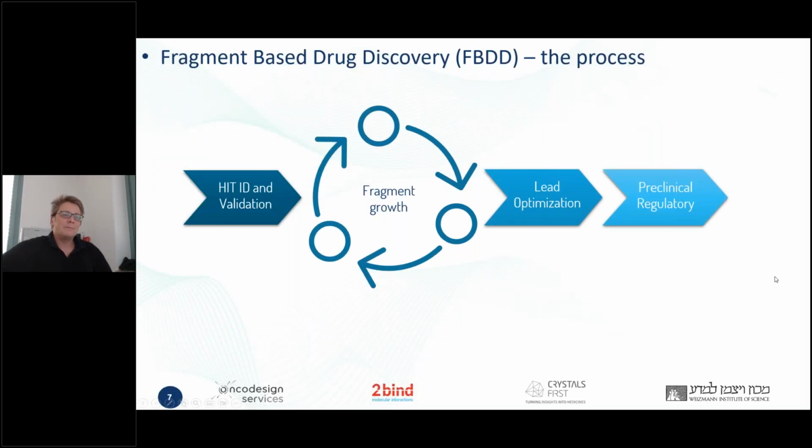So, my pleasure is to talk in the beginning about the fragment-based drug discovery process. As you are aware, the team of OncoDesign, 2bind, and Crystals First cover the complete process of fragment-based drug discovery. It starts after the target has been validated: we can assist in hit identification, fragment screening, followed by validation of identified hits. The validated hits go into fragment growth phases in which structural information is used by medicinal chemists to grow fragments towards compounds and finally to leads. The lead is then optimized, and finally it will turn into the preclinical regulatory area.